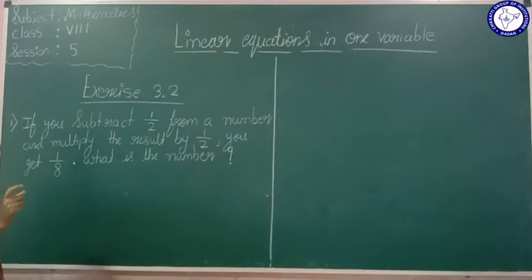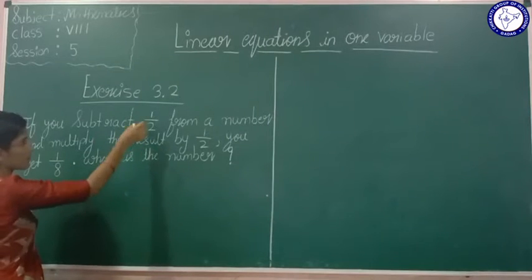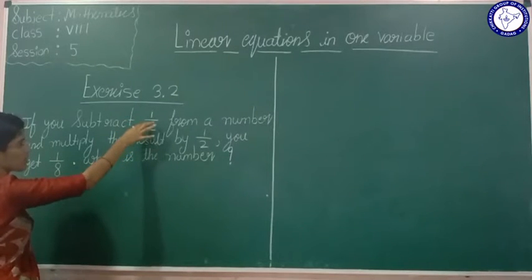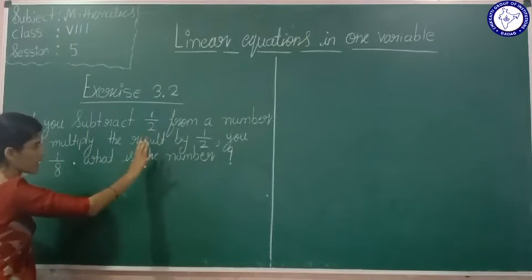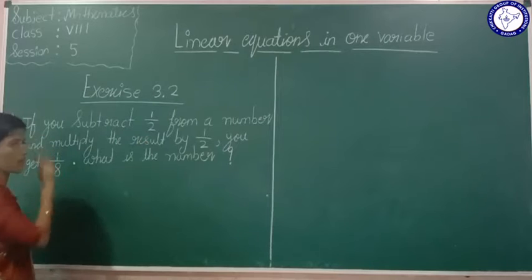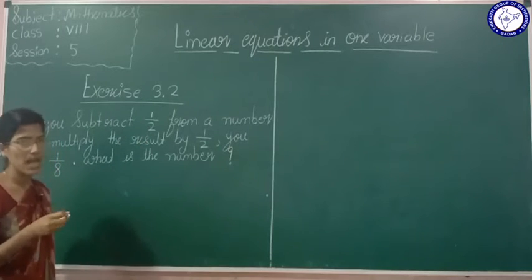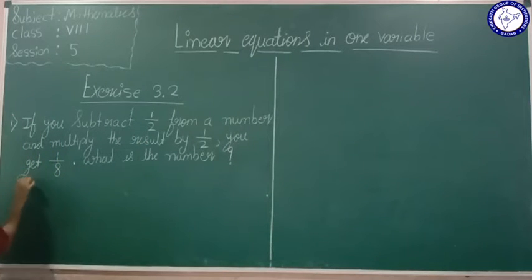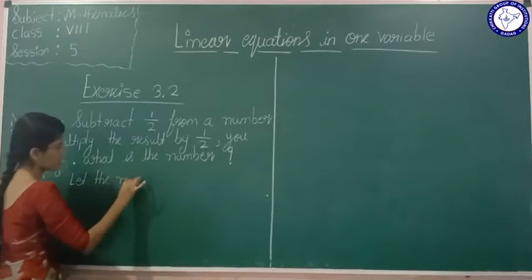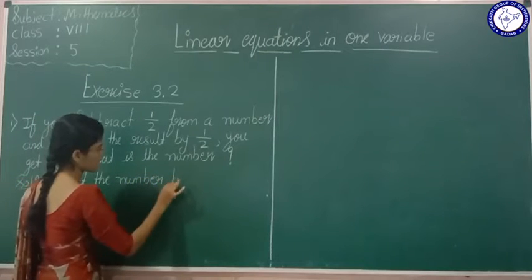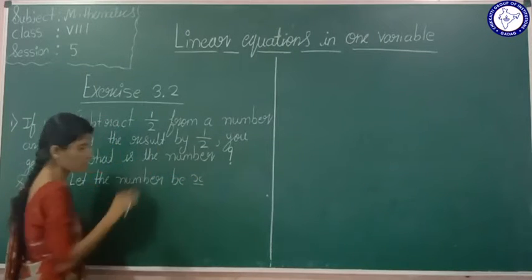Again, what is the condition given? If you subtract that number from 1/2 and multiply the result by 1/2, you will get the answer 1/8. We have to find which number that is. See the solution. They told us to find the number, so let the number be x.